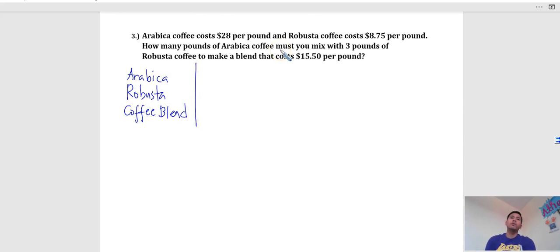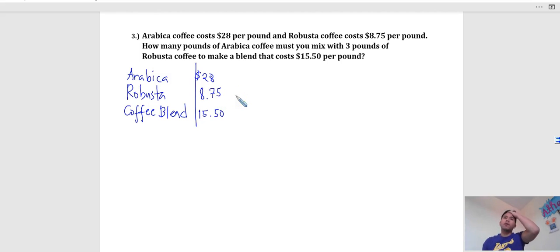And now we have to do the price, right? The price is per pound. So the price for Arabica is $28. The price for Robusta is 8.75. And if we blend them together, we have 15.50.